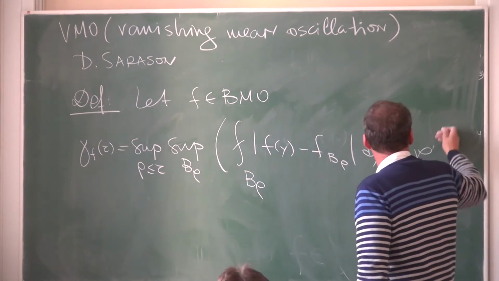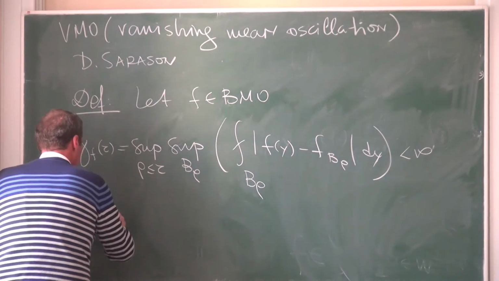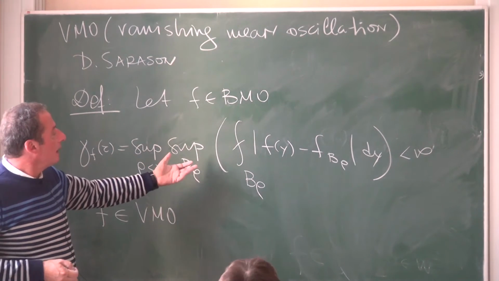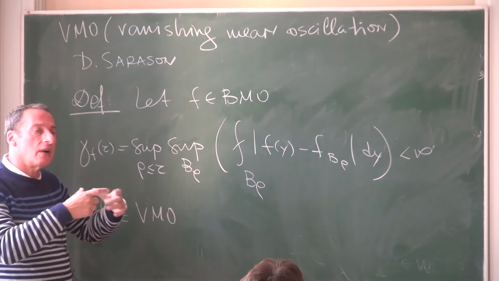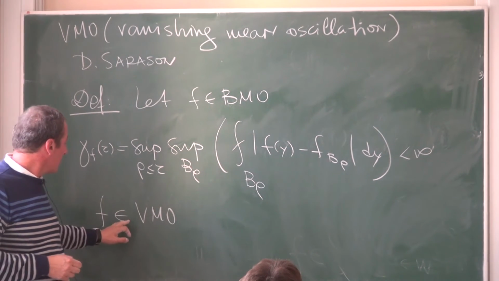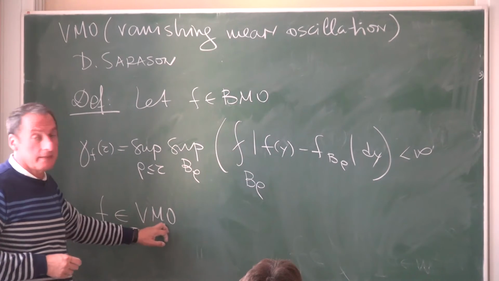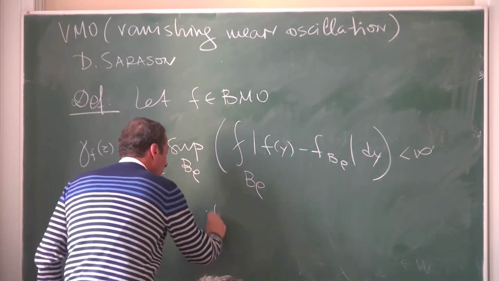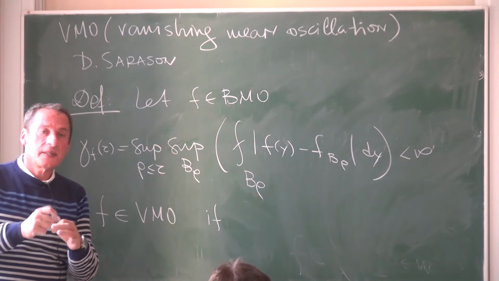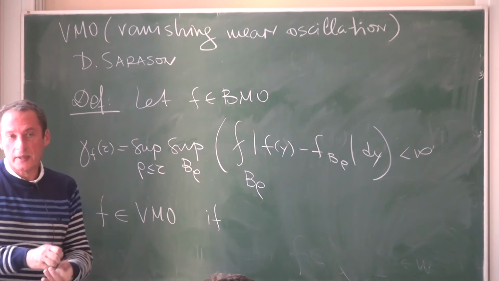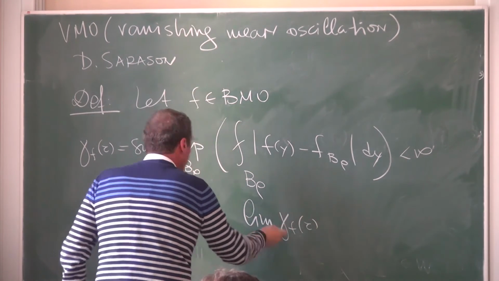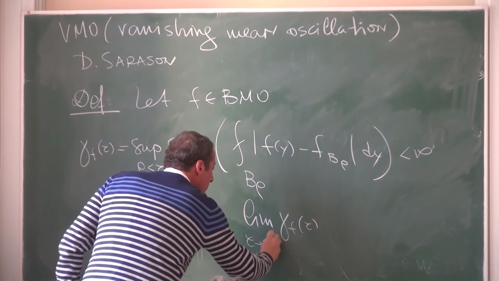This is bounded, of course. Now I will say that f stays in VMO. So this is more or less mean oscillation on balls with radius r. Now I will say that f stays in the space VMO, vanishing mean oscillation, if this mean oscillation vanishes as the balls shrink to a point. So if the limit of this quantity when r tends to 0 is 0.